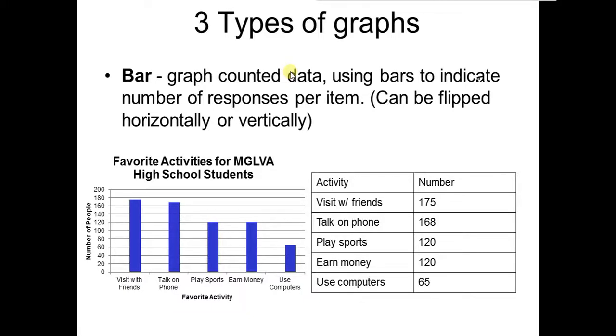We have a graph and a table. If we were looking at favorite activities for high school students, and we had these five choices, each person who answered must choose one of these five choices. Their answer must be in one of those categories. If we have data like that, it's really good to present it in a bar graph like what we have over here. We can see the different numbers of people who fall into each category, their favorite activity, and it's easy to see that the most popular activity would be visiting with friends, because that has the highest line.